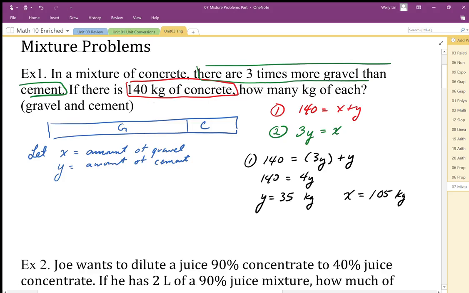So we can solve it as a system here. We could also solve it as a proportion. So we know that all of this is 140, and we know that we have 3 parts here. We can divide this into 4 parts, and each part would then be worth 35. So we have 35, 35, 35, 35. So we have 105 kilograms gravel, and we have 35 kilograms cement. Okay, and that's what that would look like.